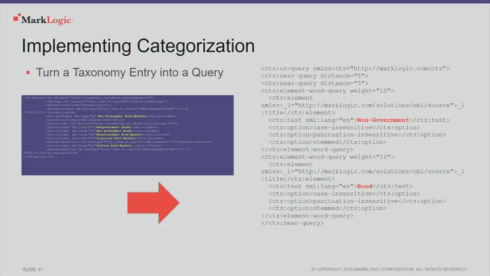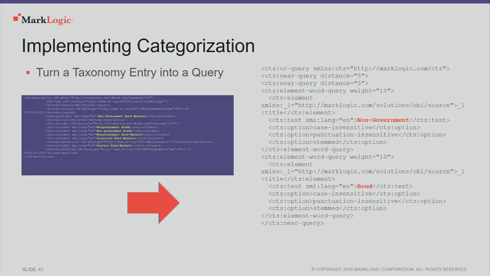So what we need to do is implement categorization. How do we take a body of text and be that expert for our user to tell them what category this document belongs in? In this case, I'm taking that taxonomy entry from the World Bank public taxonomy and turning a small piece of that into a query. And the query is in serialized XML. You don't need to get into the details of it. Just look at the red and see that non-government and bond are part of a word query, which is actually being supported around by a near query.